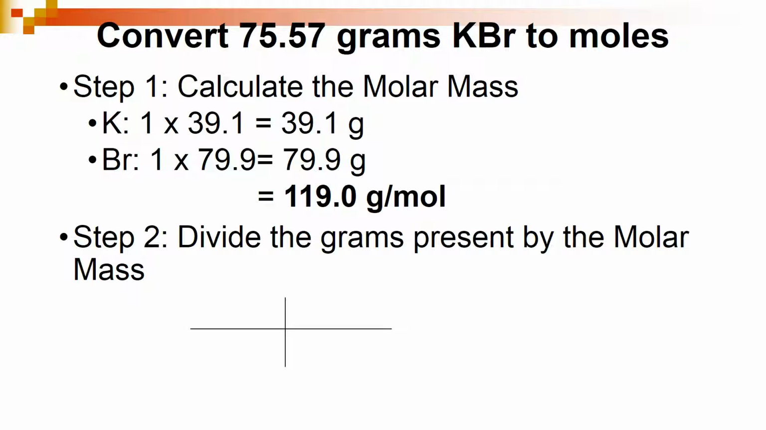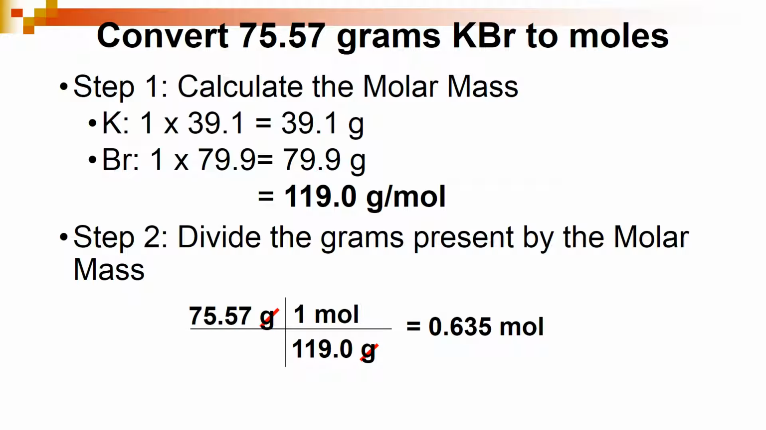So, setting up our conversion, we initially start with 75.57 grams. Again, since grams are the unit in the top of the conversion, we need to have grams in the bottom of the conversion. So that 119.0 needs to go onto the bottom. That means the 1 mole goes in the top. So grams divided by grams cancels out, and the units that we're left with are moles. Dividing 75.57 by 119 tells us that 75.57 grams of potassium bromide is equal to 0.635 moles. And I'll give you a few moments to finish copying down the information from this slide.